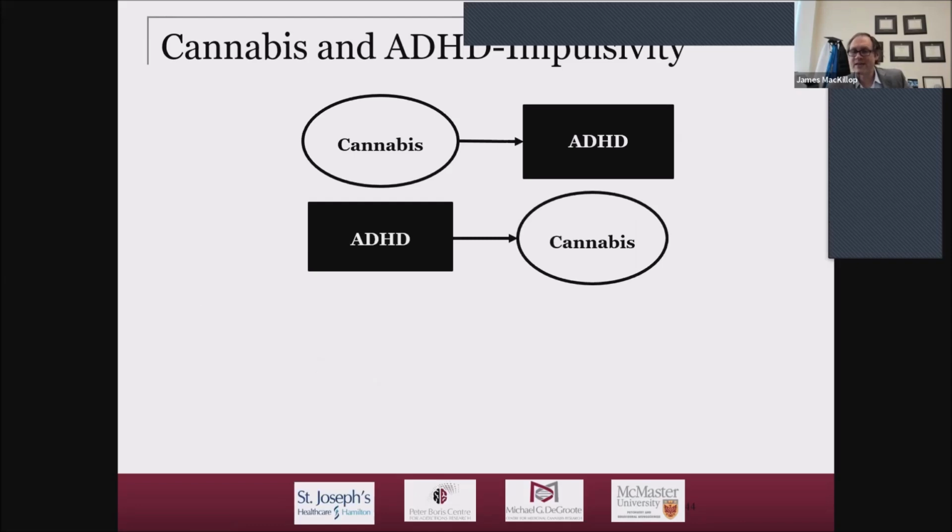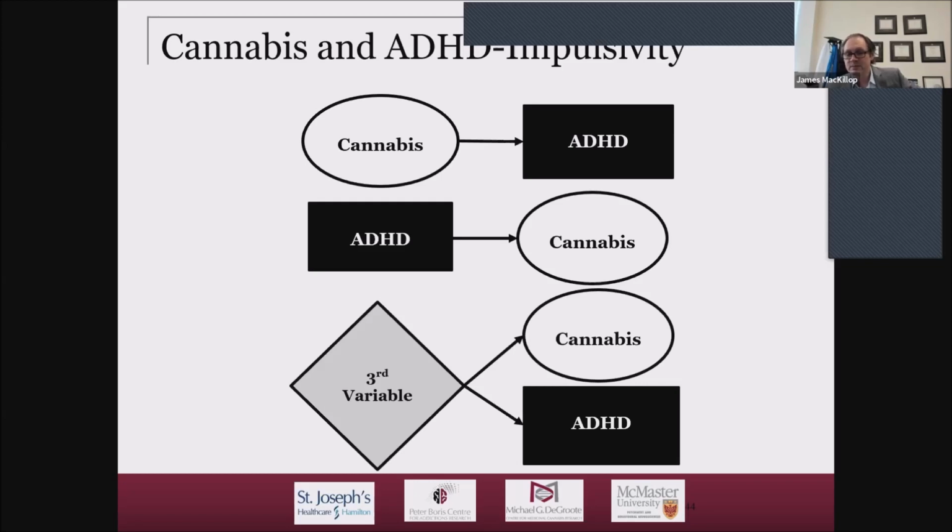Are people who have ADHD diagnosed, it's required to be diagnosed in childhood, more likely to seek out cannabis, possibly to self-medicate, or possibly because of common vulnerabilities within the reward systems of the brain? And then, of course, there could be a third variable that's responsible for both. So it may be that these two are not causally related to each other, but possibly it is some kind of shared diathesis, as I alluded to before, in terms of reward sensitivity, possibly genetic factors that predispose a person to both ADHD and cannabis.